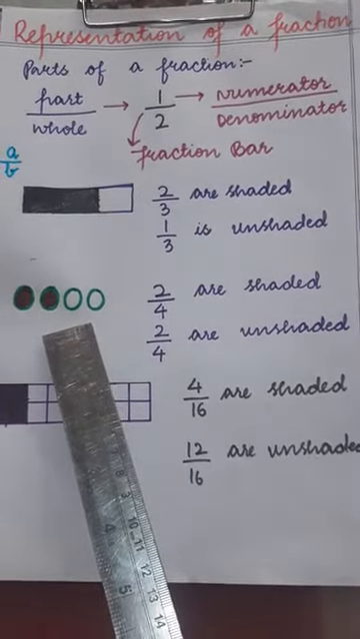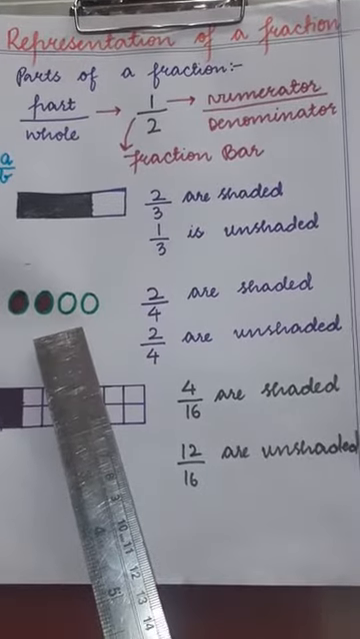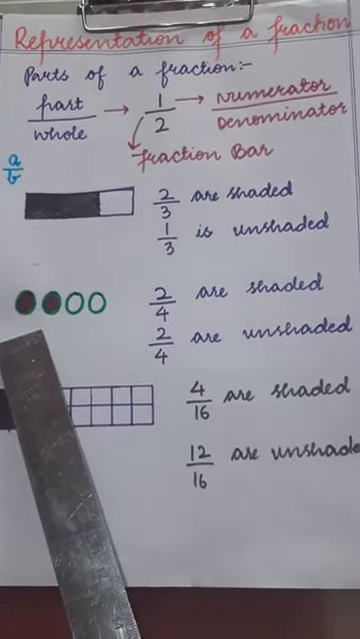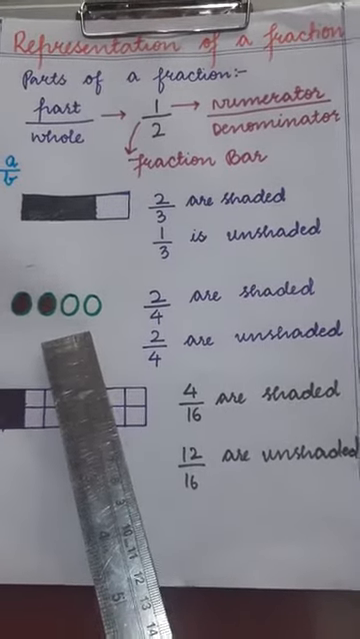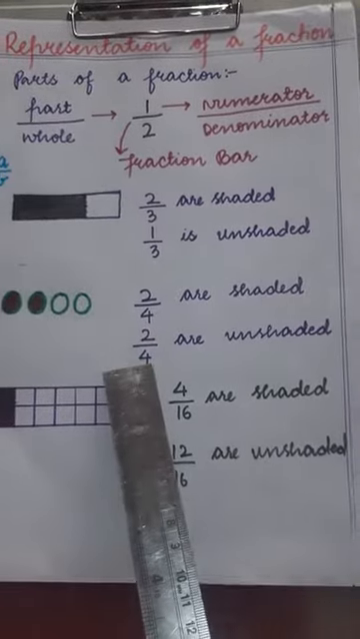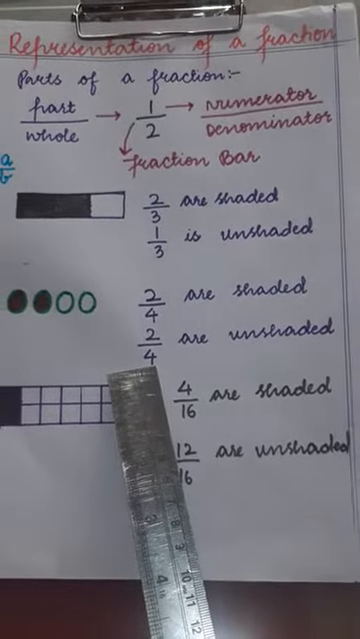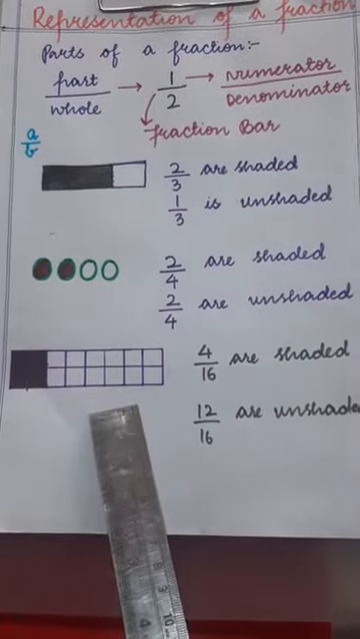In example second, you can see in a set of 4 circles, only 2 are shaded and 2 are unshaded. So, the fraction of shaded portion will be 2 by 4 and the fraction of unshaded portion will be 2 by 4.